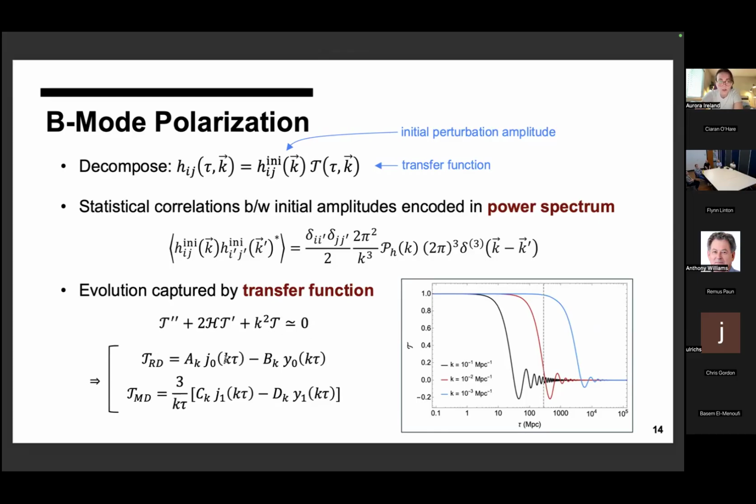You can solve this analytically. In the plots that I'm going to show you later, we actually use CLASS, so the transfer functions are baked in, but you can solve this analytically to have some intuition. This is the solution during radiation domination, and this is the solution during matter domination. The important thing is that so long as the mode is outside the horizon, this transfer function is basically one. It's frozen out, it's not really doing anything. And then once the mode re-enters the horizon, it's going to fall off and become this oscillatory thing.